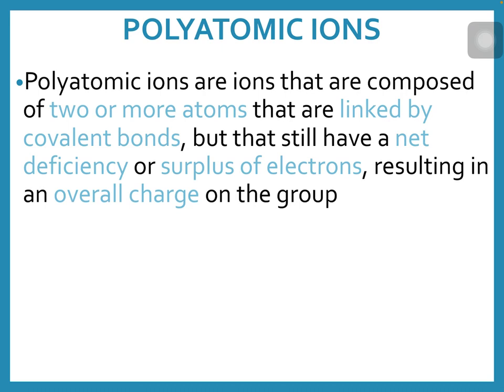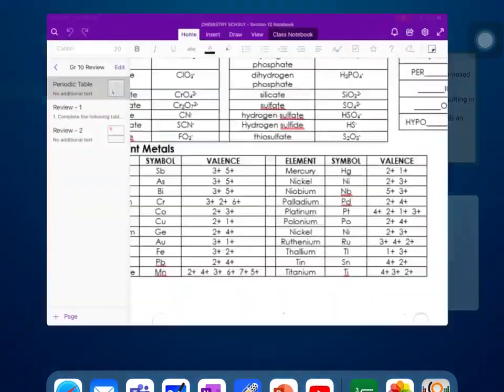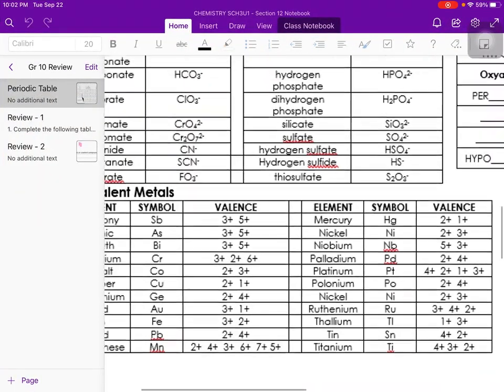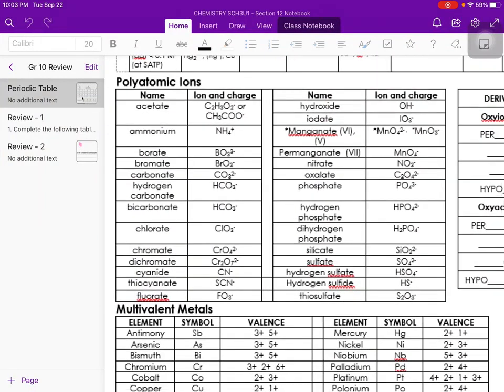So that group will either gain or lose electrons from something else, and it will as a group act as one ion. So there's going to be an overall charge on that group. So a metal and a polyatomic ion will give us an ionic compound. And we can find the polyatomic ions and their formula and the charge they have on them, as well as the name associated with them in our My Best Friends data sheet.